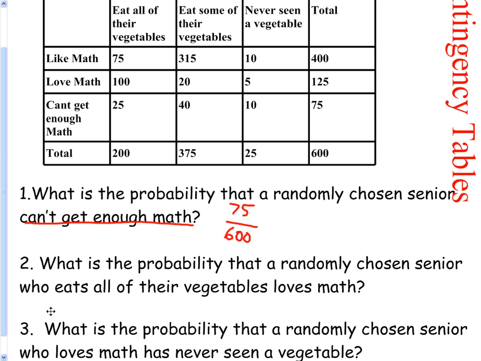Today we're doing problems together. One kid is explaining it to the other kid. They're sitting side by side. And on the first one, we're doing these contingency tables. We got 75 out of 600.